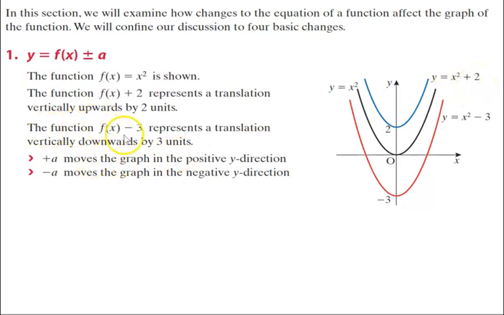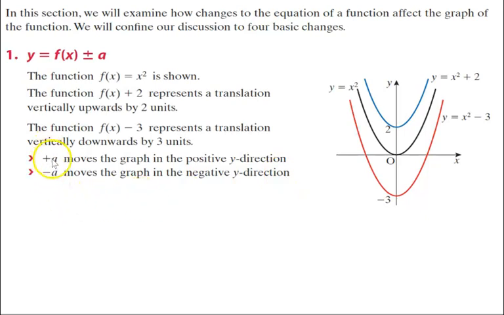The function f of x minus 3 represents a translation vertically downwards by 3 units. So focusing in now on the red curve, it's the exact same shape, it's just been moved down 3 steps. So this is the graph y is equal to x squared minus 3.